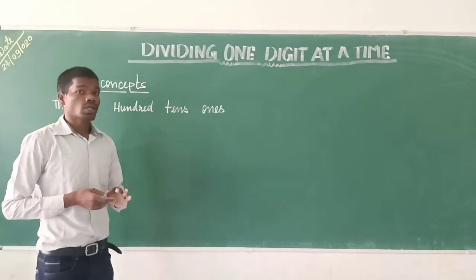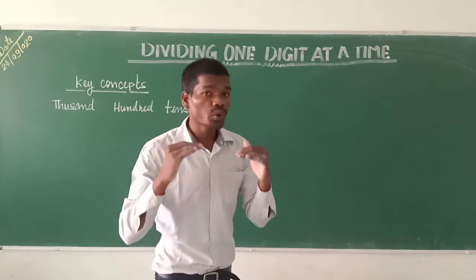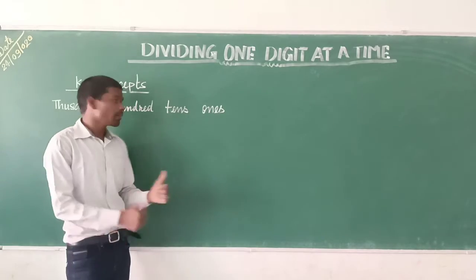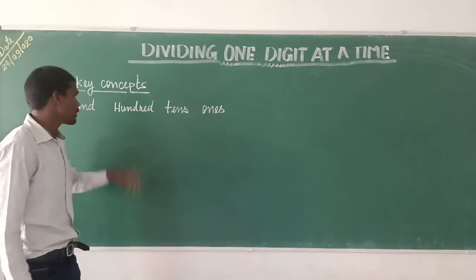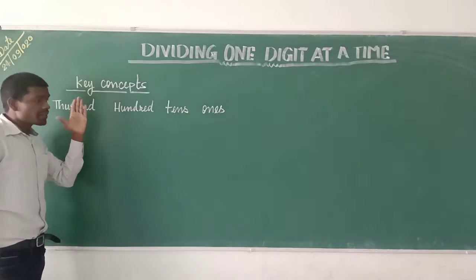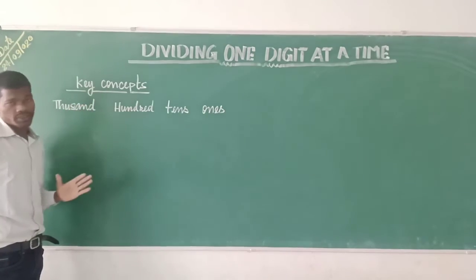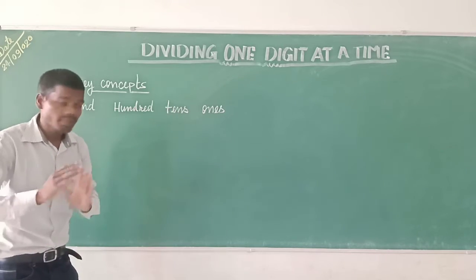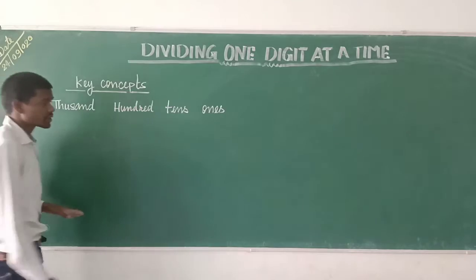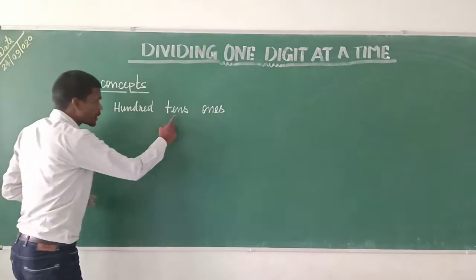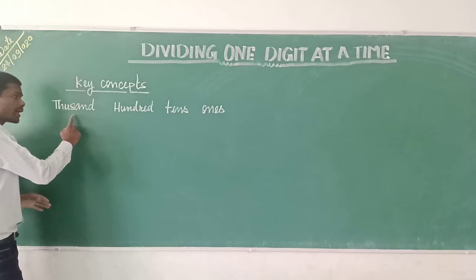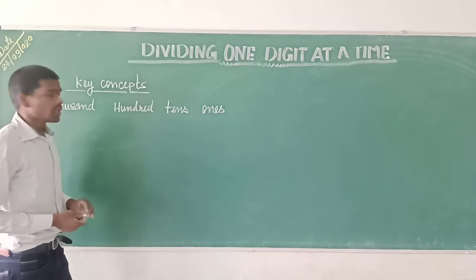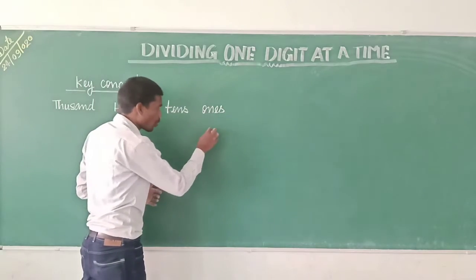Now dear students, before we go to the division, let us revise once. Okay, some key points we have to know. Now you might be seeing here the key concepts. Before we start dividing one digit at a time, let us understand that this is ones, tens, hundred and thousand. Now, how can we write it?